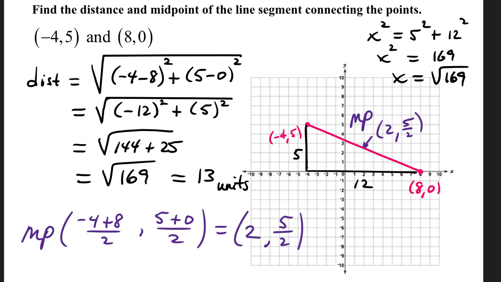You take the average of your x's, so negative 4 plus 8, add your x's, divide by 2. Then you average your y's, add up your y's, 5 plus 0, divide by 2. That gives us 4 over 2, which is 2, and 5 over 2, which is 2.5. It's totally fine to leave it 5 over 2. If you go to this location, starting at the origin, if you go right 2, up 2.5, you have found the midpoint of the line segment connecting the original points from your problem.